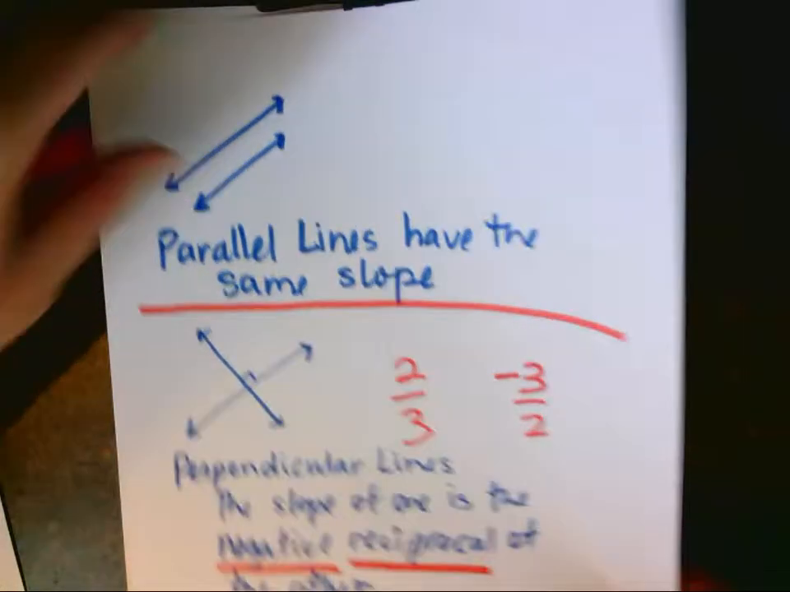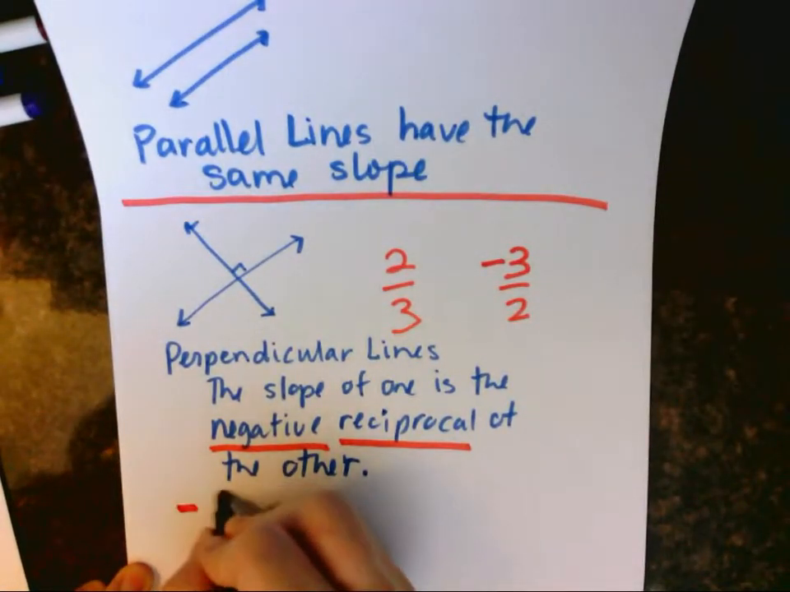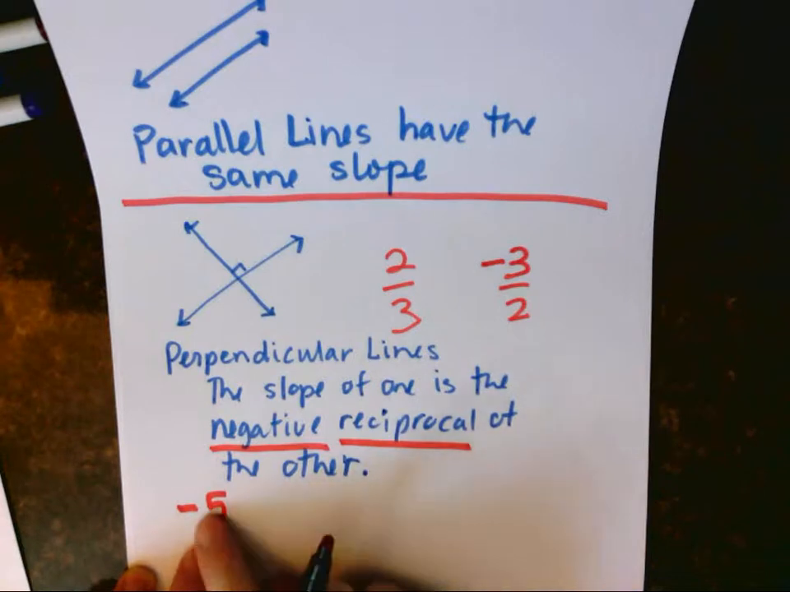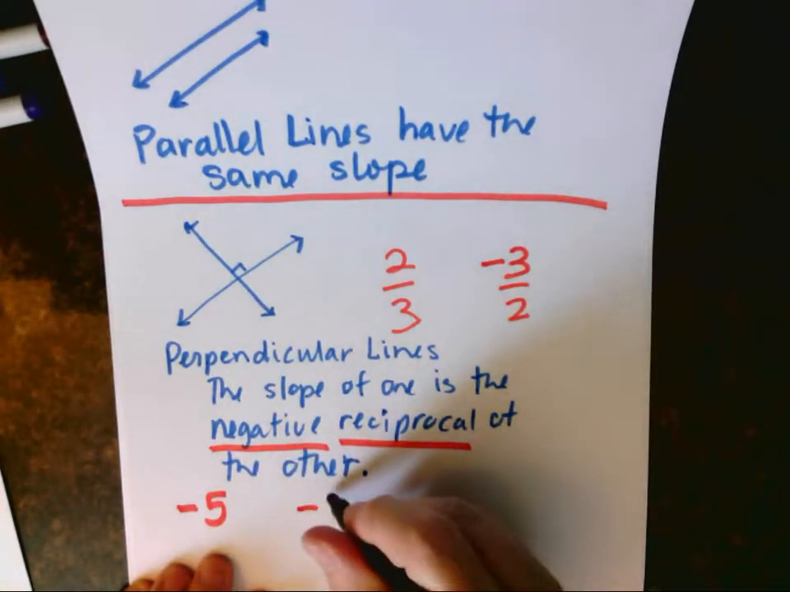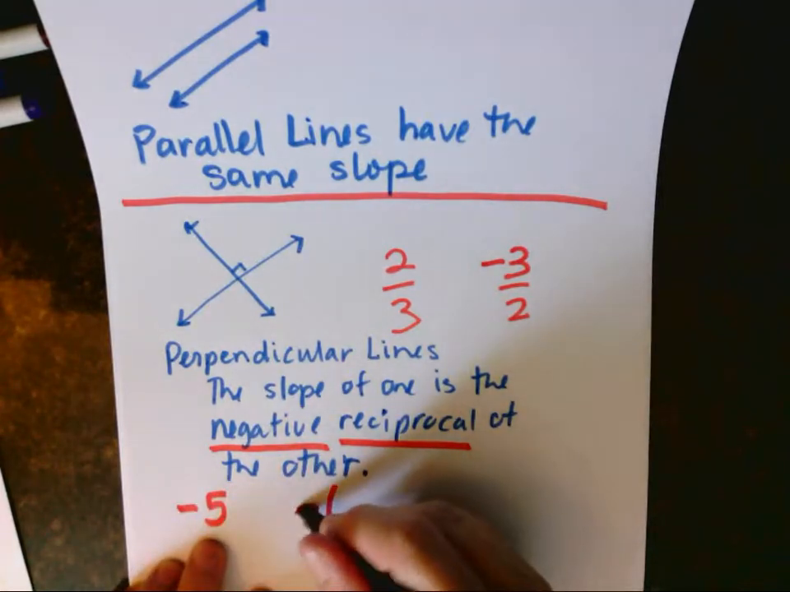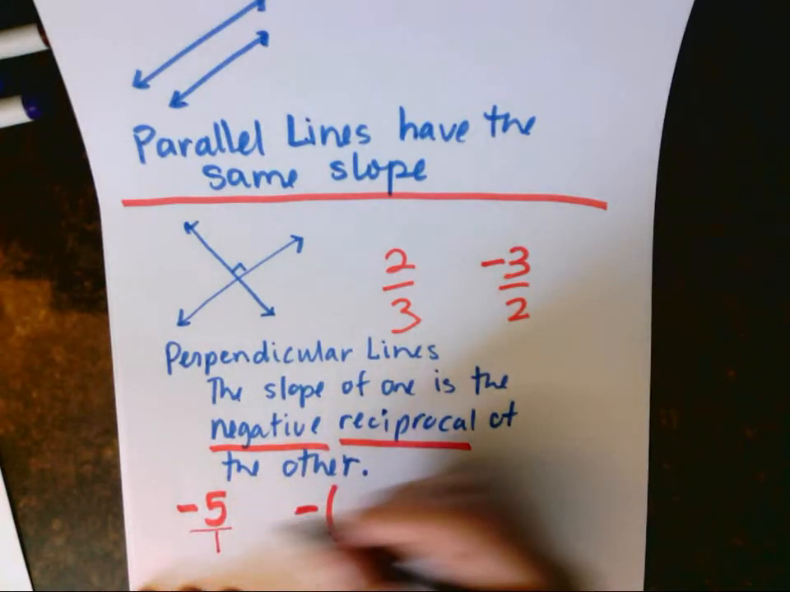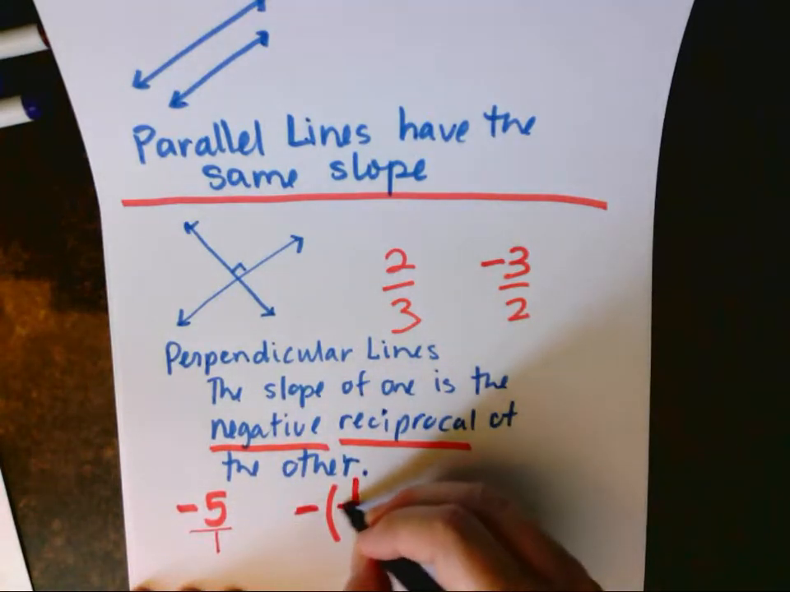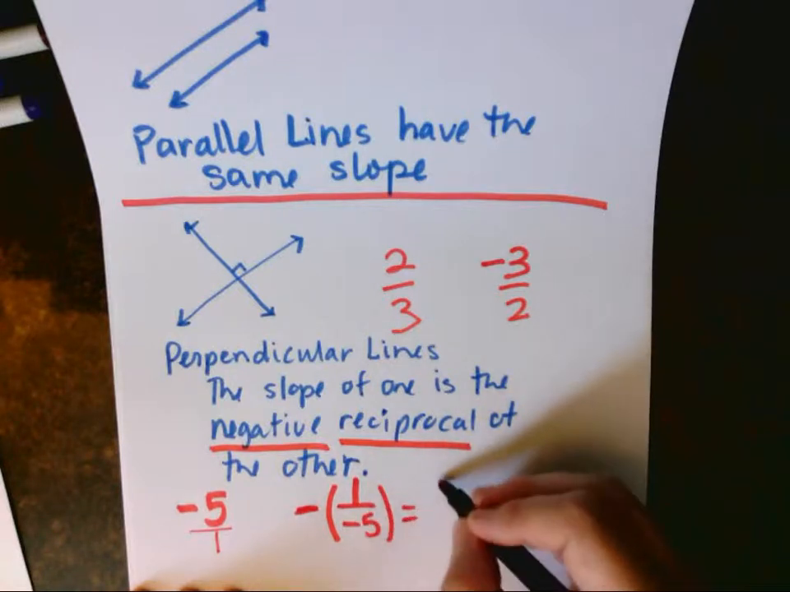Let's do a couple more examples here. If we have a line that has slope -5, okay, then the perpendicular will be the negative of that. So we make it negative, and so that's the negative part. Now we do the reciprocal of this. This is a 5 over an invisible 1. So its reciprocal is 1 over -5, which makes it a +1/5.